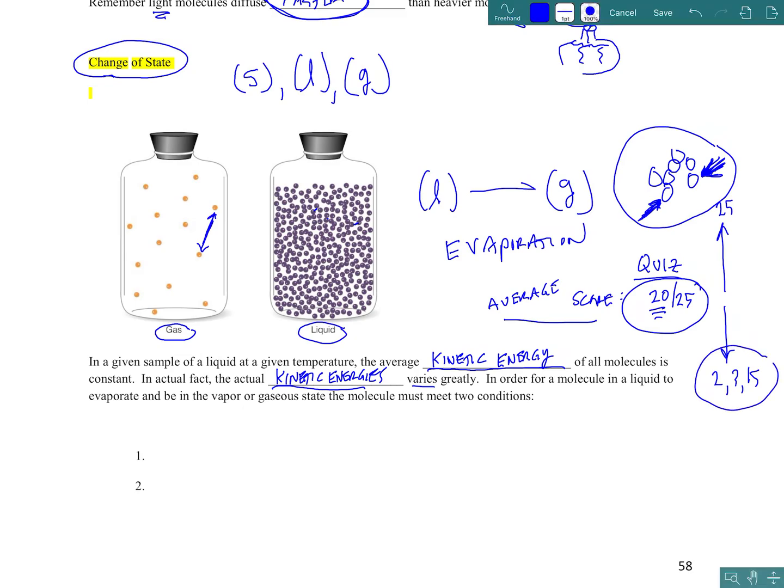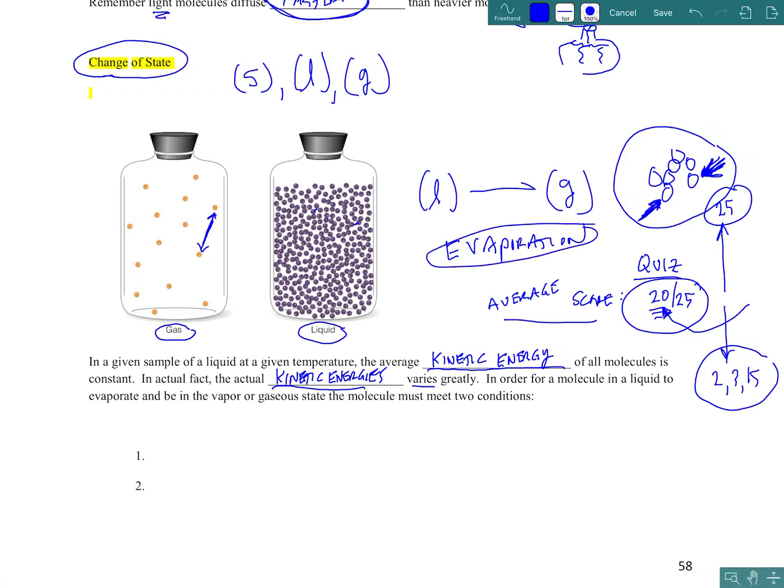Some could have low quiz scores. Some could really have high quiz scores. However, the average quiz score between classes for that particular quiz generally remains constant. The same thing is true for a sample of a liquid. The particles themselves, their individual kinetic energies might vary greatly. However, the average remains constant.